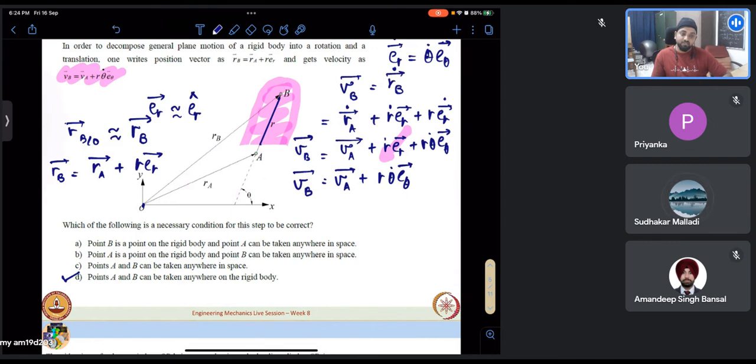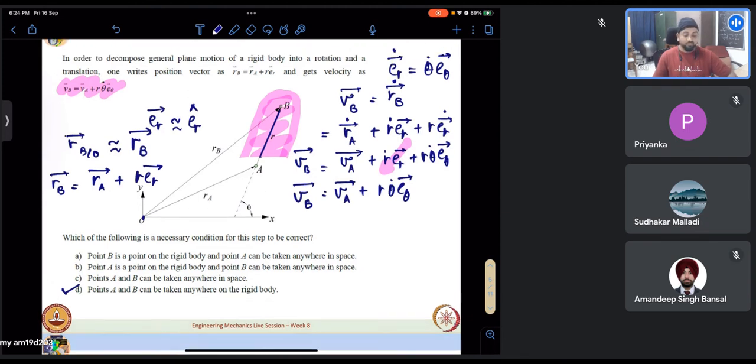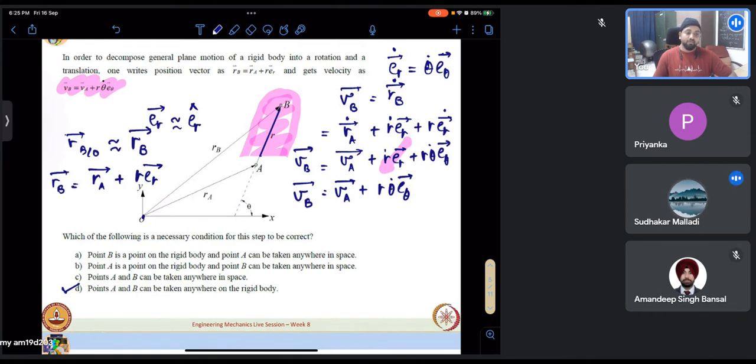About which axis? Okay, yeah. So in that case also you are taking A anywhere on the body, right? No, that is only when it is undergoing this thing, right? It is not undergoing general plane motion. No, it is undergoing a fixed axis rotation about some point, right? No, this theta dot which we are saying is the angular velocity of that rigid body, is what we are trying to analyze.